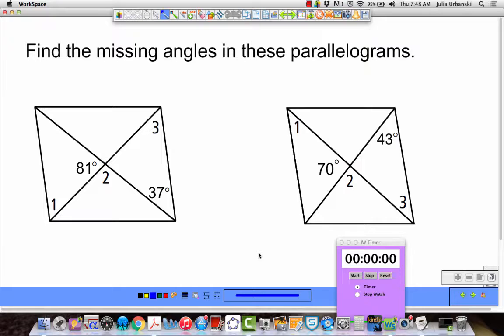Okay, you could have enough information to find 3 if you did one thing. Can you tell me what you could do? Vertical angles. Who said that? Was that you? Yes. Good job. I was looking for people who are sitting down. 81 degrees, vertical angles right there. Excellent. And then when you look here, what do you have?